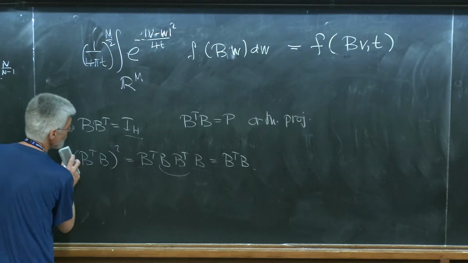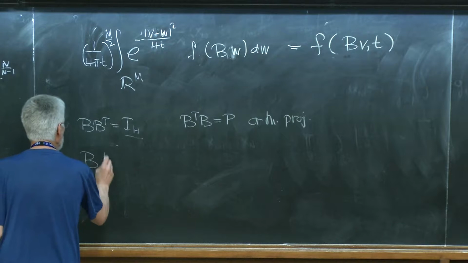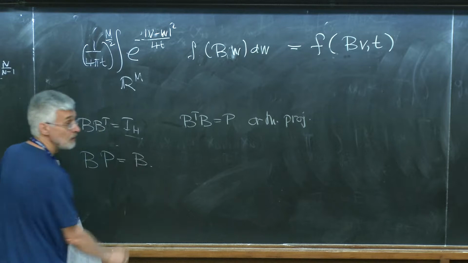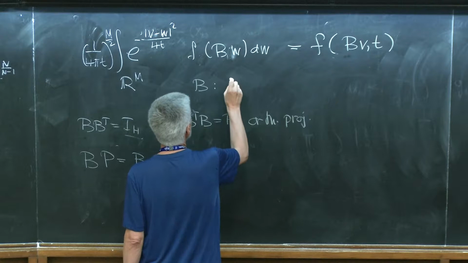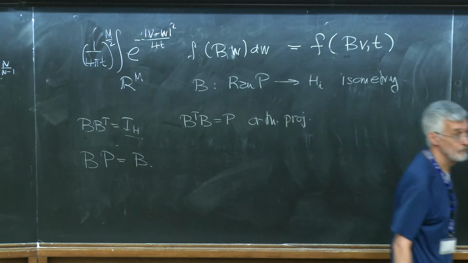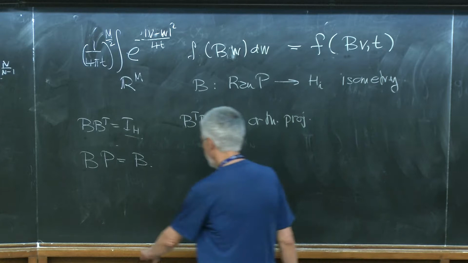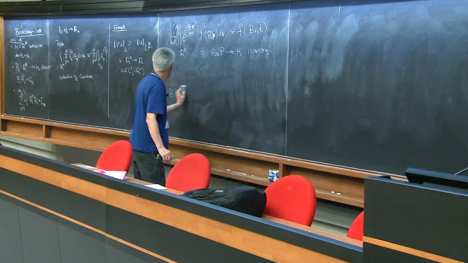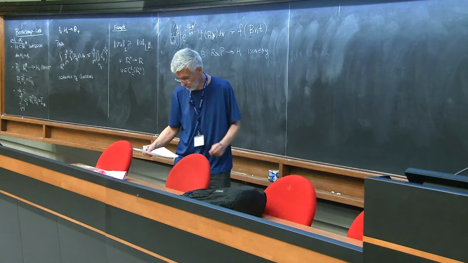The next observation is that when you map P with B, and again, on account of this relation, when you hit this by B, you get the identity, you just get B. So what you figure out is that B is really a map from the range of P into H_i, and it's an isometry. Okay, that's what you need. All right? Good. So this is elementary, and this is just this crucial assumption here. Let me erase this now, and just remember what the P is, okay?